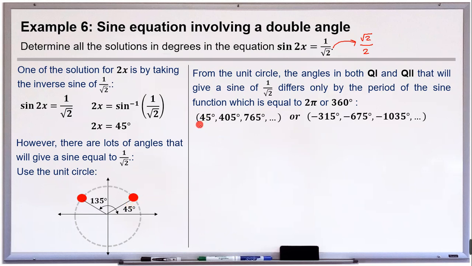For the 45-degree angle, you may start with the positive. So 45 plus 360 will give you 405. Then plus 360 will give you 765. Or you can also reverse the direction of the angle. Starting with 45 minus 360 will give you negative 315, then negative 675, and so on and so forth. So you can have your answer in this way.